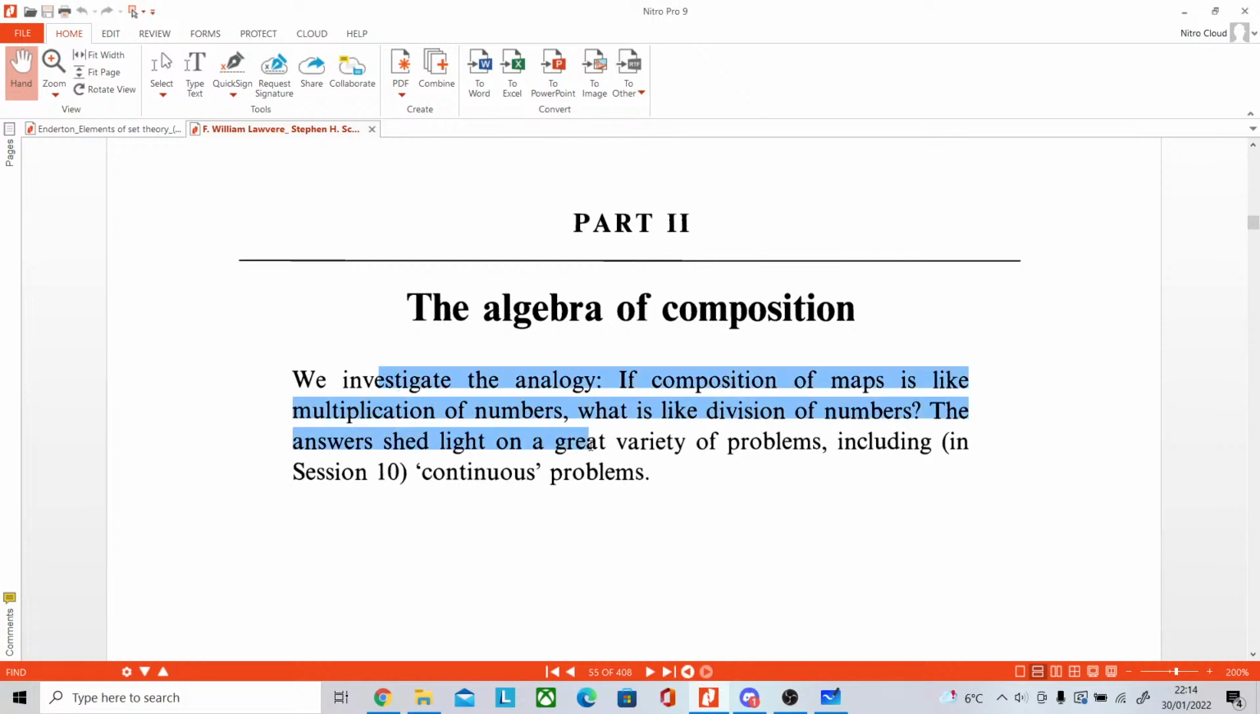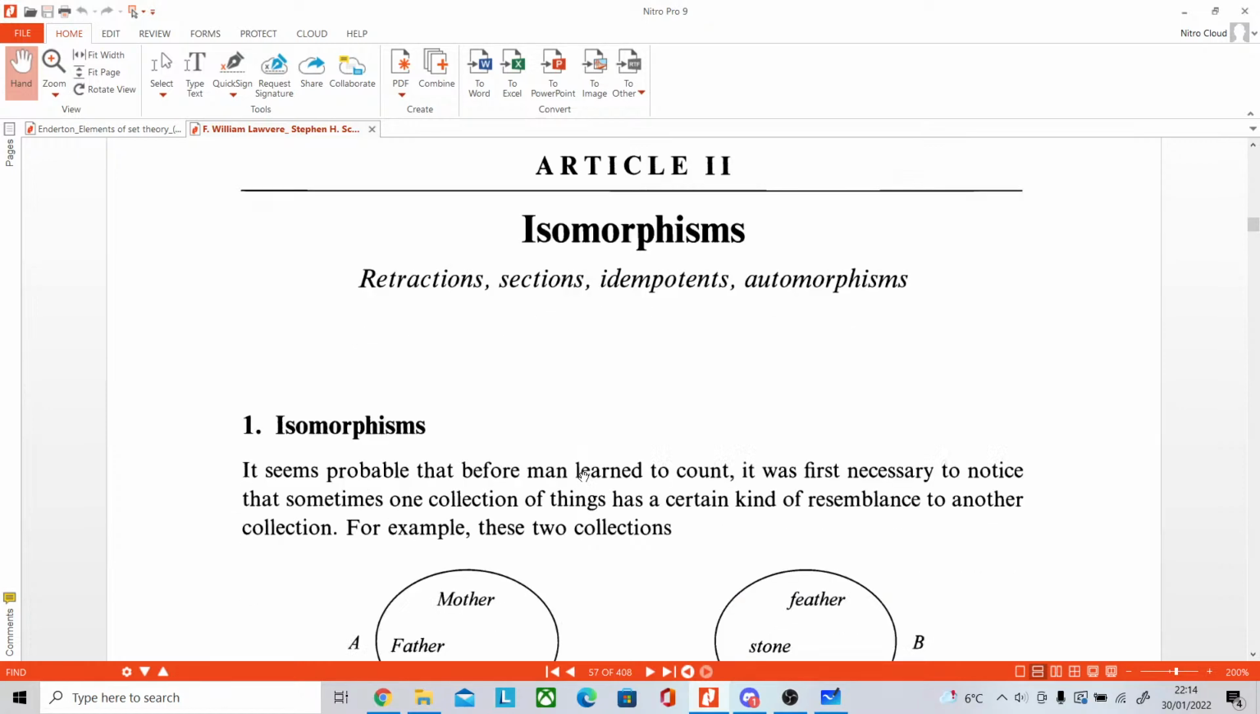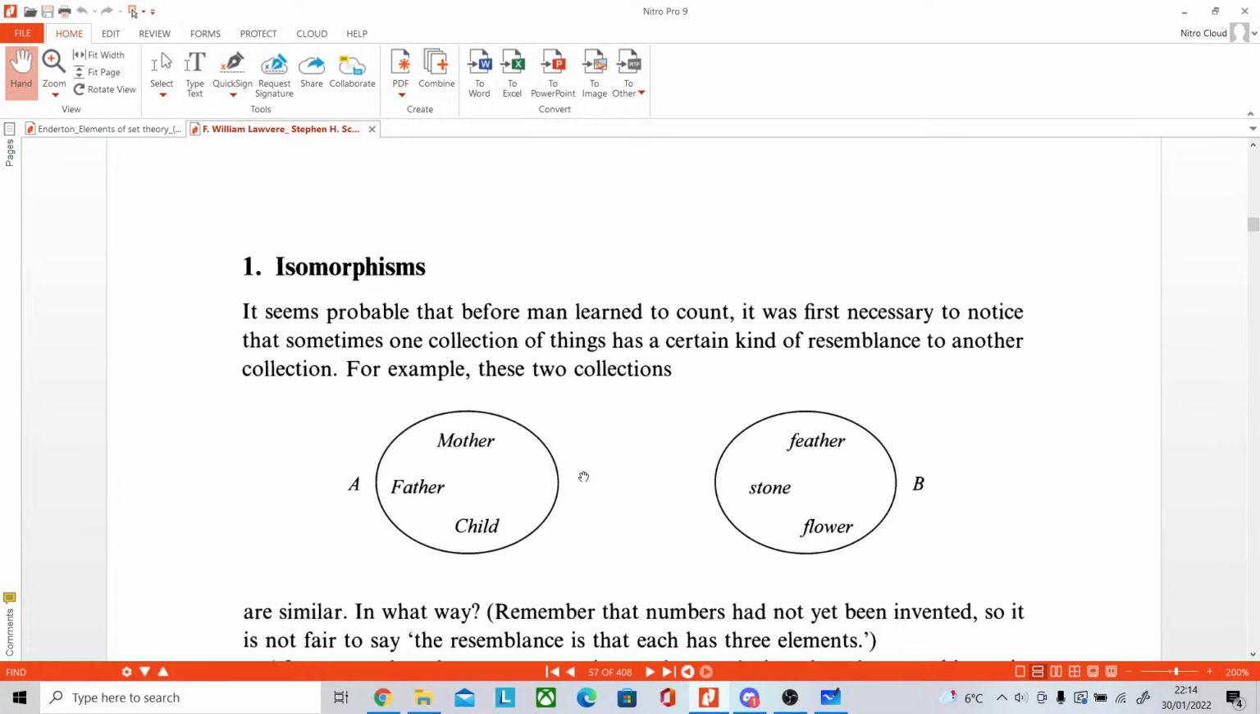We investigate the analogy. If composition of maps is like multiplication of numbers, what is like division of numbers? The answers shed light on a great variety of problems, including in session 10 continuous problems. Isomorphisms.